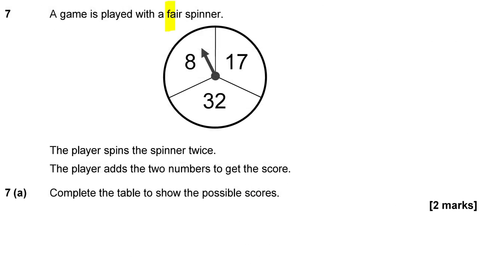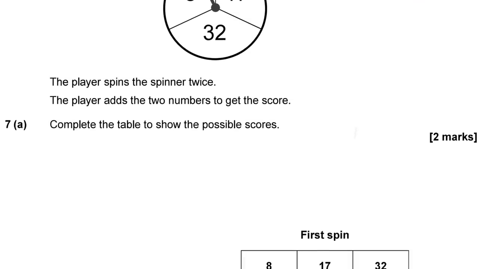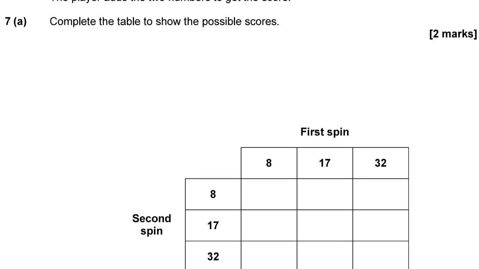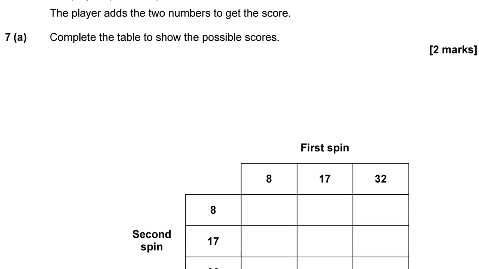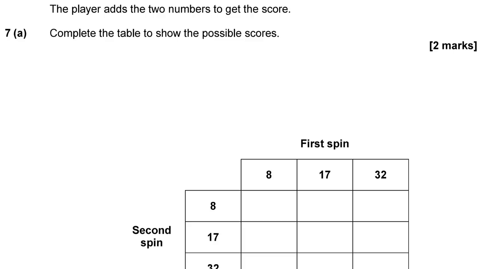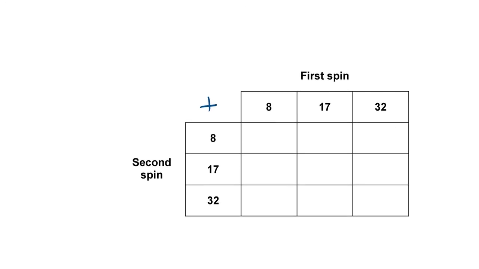Question 7. A game is played with a fair spinner. Now, fair in probability questions means that each of those three outcomes is equally as likely, so you're just as likely to get an 8, a 17, as you are a 32. Now, it says player 1 spins the spinner twice. The player adds the two numbers together to get the score. Complete the table to show the possible scores. So we've got the possibility space here to fill out. So we're going to be adding the two scores together and putting their combined scores in the possibility space.